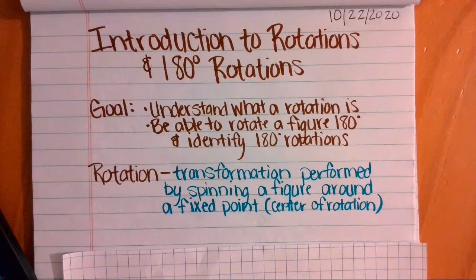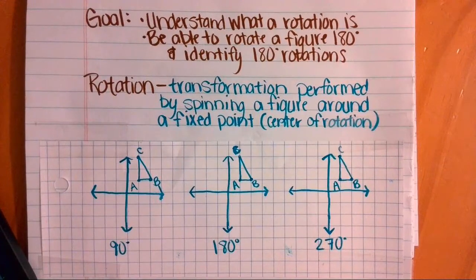In Math 8, our center of rotation is going to be the origin, and we're going to specifically look at 90 degree, 180 degree, and 270 degree rotations. So here I have three identical pre-images, triangle ABC, and I'm going to take each of these and rotate them different degrees: 90 degrees, 180 degrees, and 270 degrees.